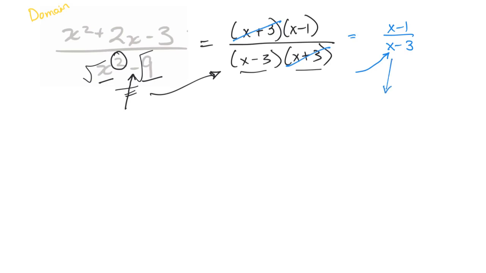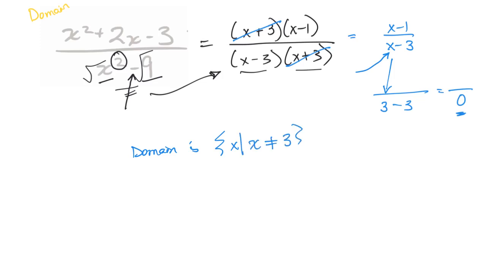So here, hopefully you can see that if you put a 3 in there, 3 take away 3 is 0, and you can't have a 0 on the bottom of a fraction. So 3 is a number you can't use. So you would say your domain is all the x's as long as x is not equal to a positive 3.